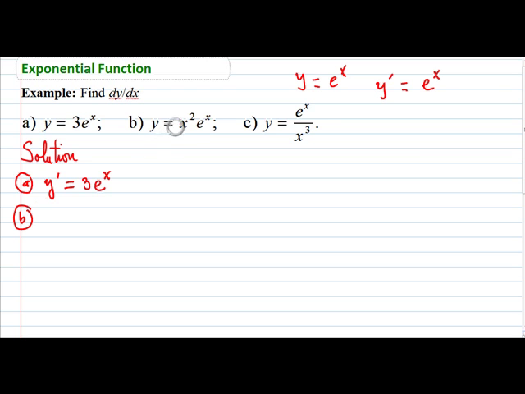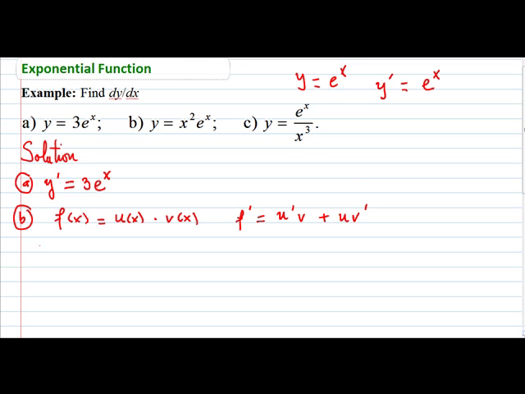B. I have y equal to x squared times e to the x. Because I have something of x times something of x, therefore I have a product here, so I need a product rule to do this. Remember, the product rule says, if f of x equals u of x times v of x, therefore f prime equals u prime times v plus u times v prime.